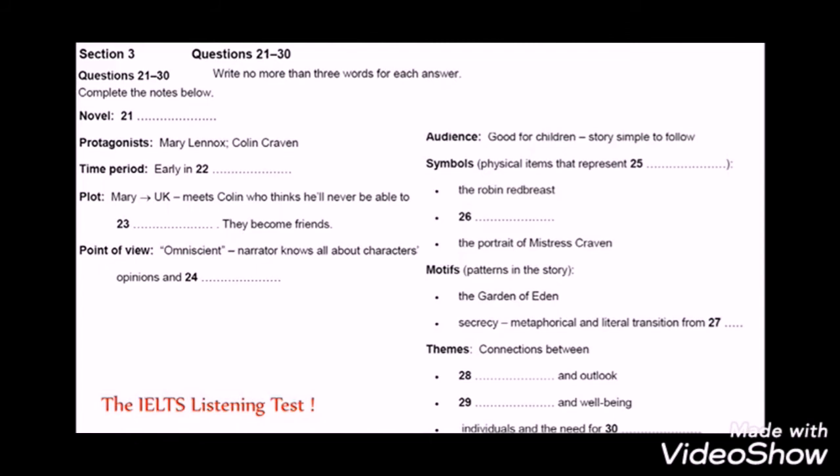Yes, thanks very much. That is the end of section 3. You now have half a minute to check your answers.